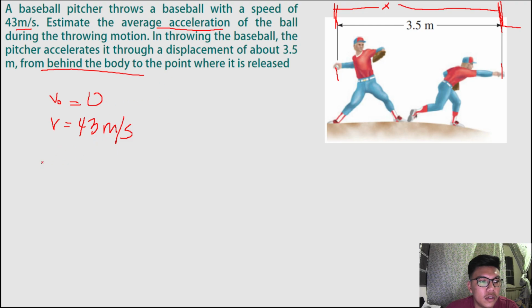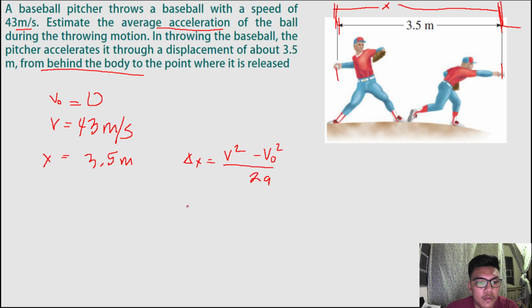Okay, then yung distance na travel mula sa point ng initial to final is 3.5 meters. So we can solve the acceleration using this equation. So we have delta x is equal to v squared minus v sub o squared all over 2a. Solving for a, cross multiply lang. So we have a is equal to v squared minus v sub o squared all over 2 delta x.